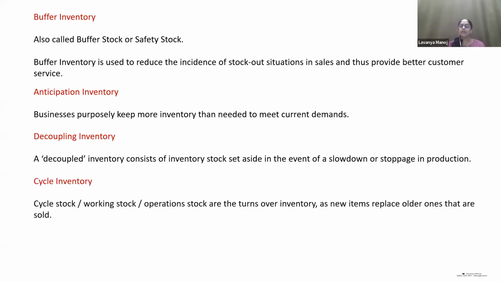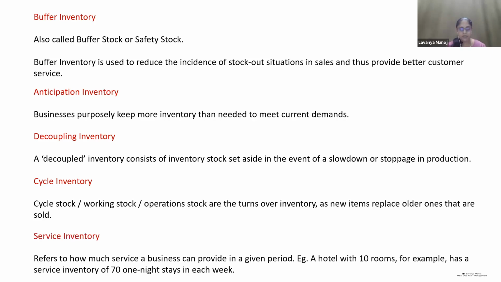Cycle inventory is something which a company always maintains throughout the year. They don't use it unless it is required. Okay, so this inventory replaces the older ones. That is, if a buffer inventory or an anticipation inventory or a decoupling inventory has become outdated or lost its quality, then a cycle inventory is used. It replaces the older items.